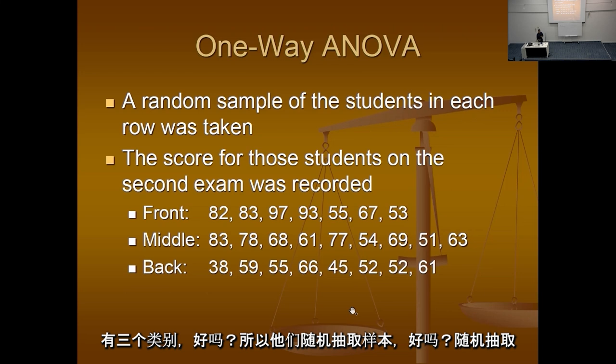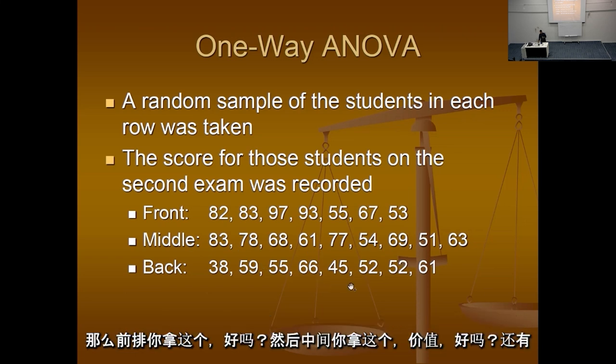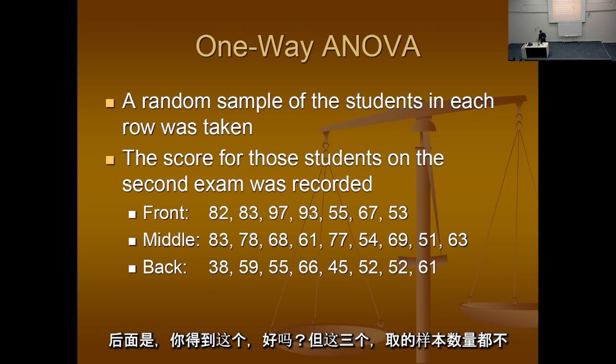A random sample of students in each row was taken, and this is the exam score, the marks of your test. For the front row you get these values, for the middle you get these values, and for the back you get these values.